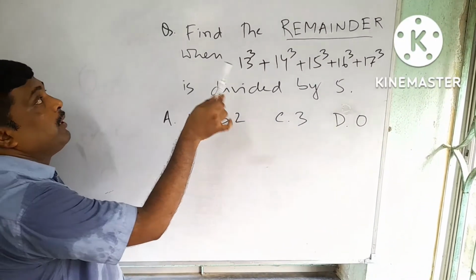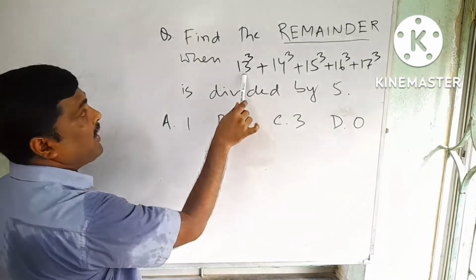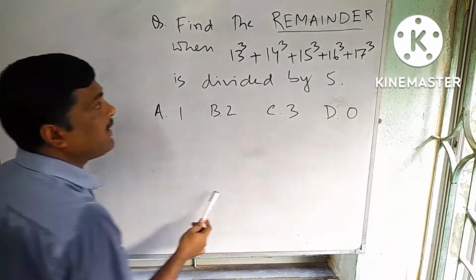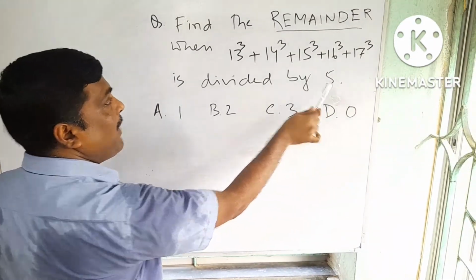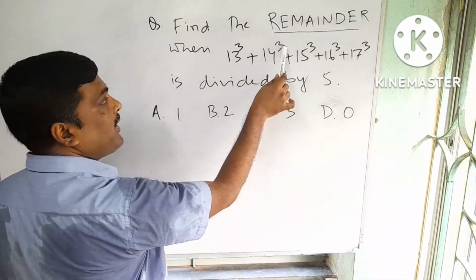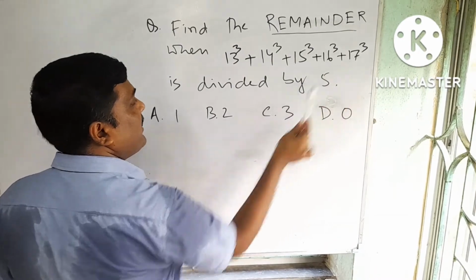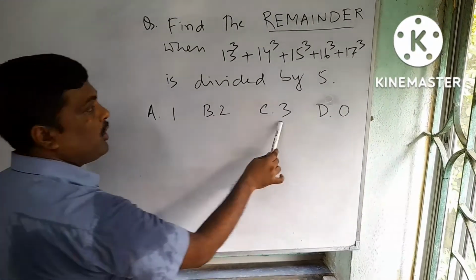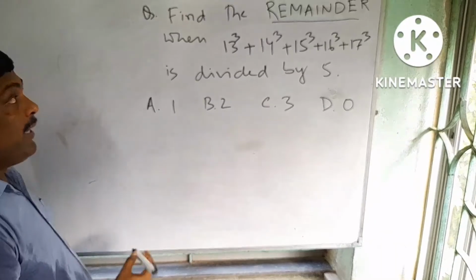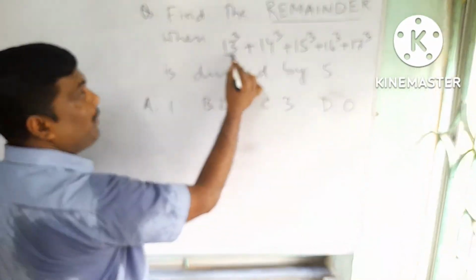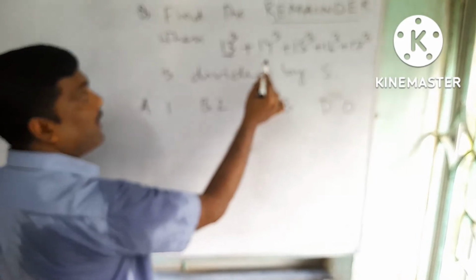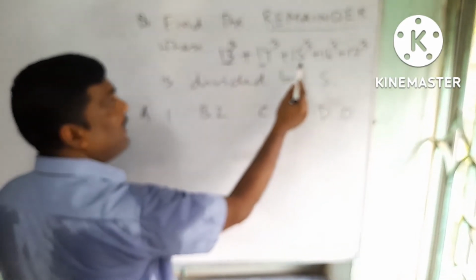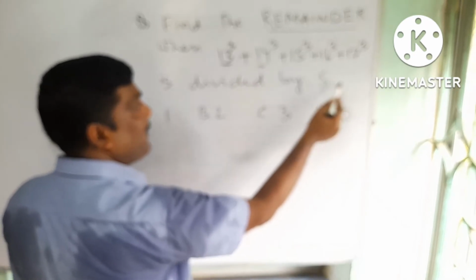Take one homework. Find the remainder when 13 cube plus 14 cube plus 15 cube plus 16 cube plus 17 cube is divided by 5. Options are 1, 2, 3 and 0. So first divide 13 cube by 5 and find the remainder. Then divide 14 cube by 5 and find the remainder. Then 15 cube by 5, 16 cube by 5, and 17 cube.